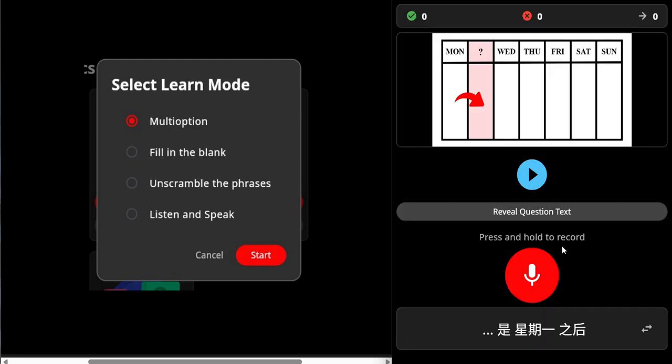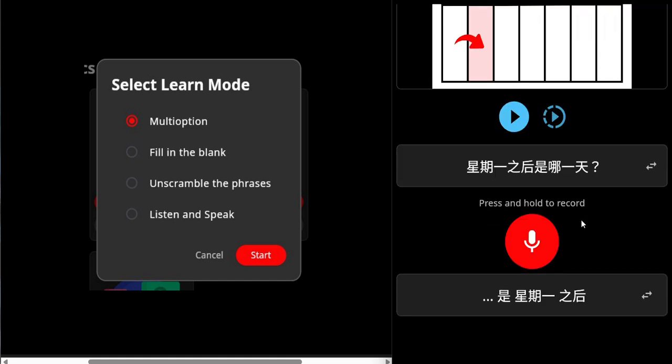The last one is the speak mode. You would hear usually the question. We don't have the audios now for this. This is just mock-up data that I have for most languages except Finnish and English. And if you don't understand the question, you can click here to see the question in text, like this.